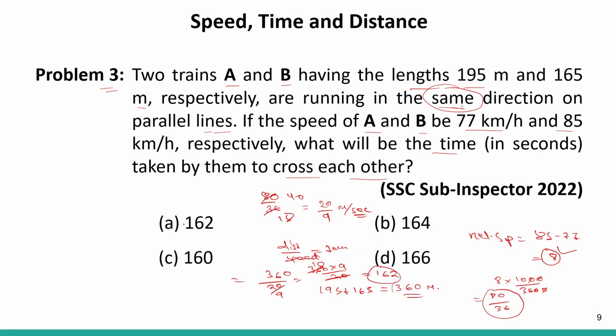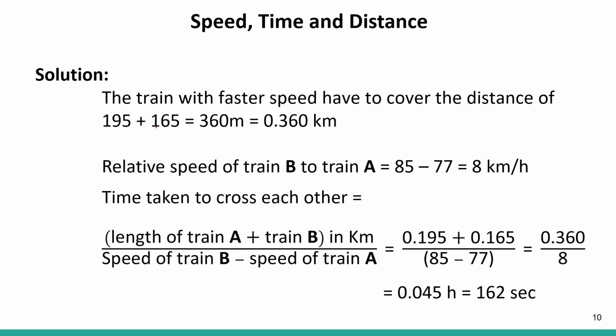Among these four options, only option A is the correct one. Options C, B and D are all wrong options. The train with faster speed would have to cover the distance 195 plus 165, that is equal to 360 meter, which is equal to 0.360 kilometer.